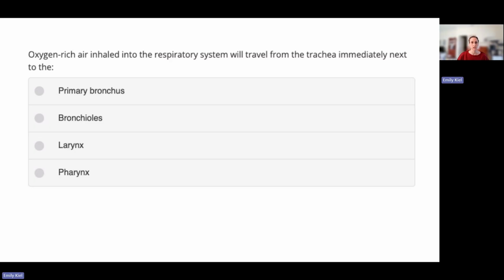So oxygen-rich air inhaled into the respiratory system will travel from the trachea immediately next to the primary bronchus. So it will have already been through the pharynx and the larynx, and after it moves through the primary bronchus, it will go into those bronchioles.